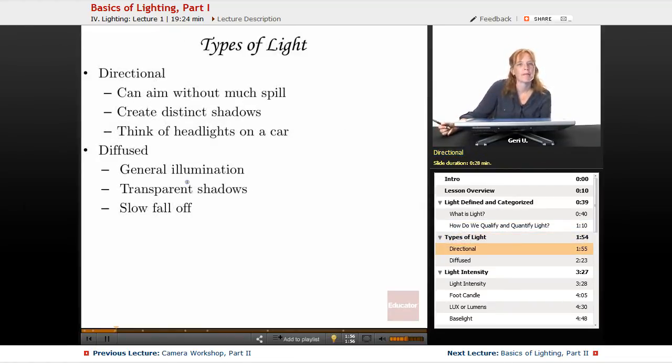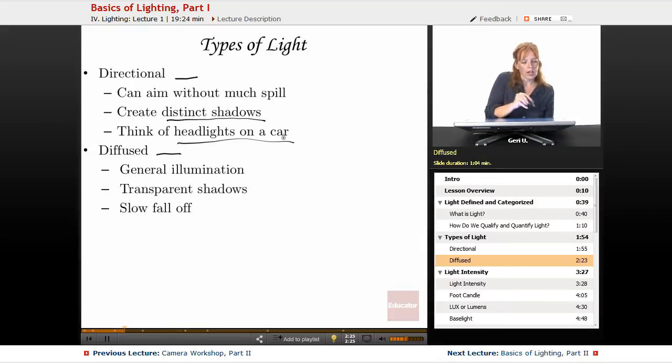Okay, so types of light. There's 2 main ways that we talk about light in terms of the type of light. There is the directional light and diffused light. So when we talk about directional light, just to give you a sense of it, we're talking about light that we can aim without much spill. Light that is directional creates very distinct shadows. And I want you to think about directional light as headlights on a car.